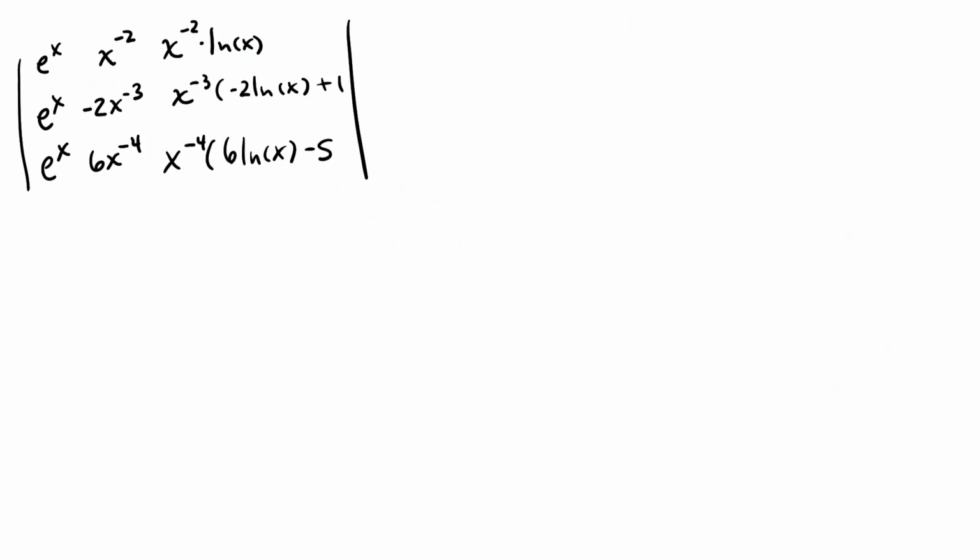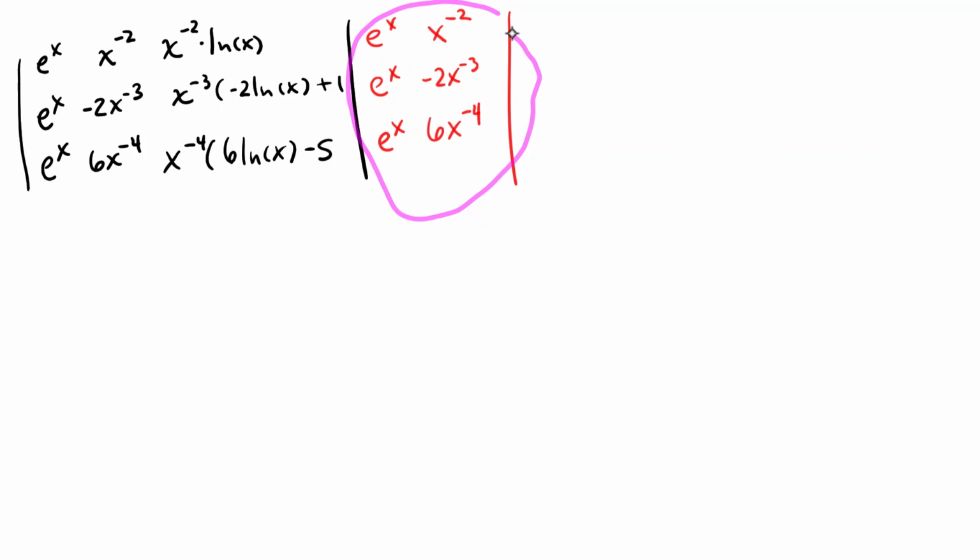to immediately rewrite the first two columns to the right. So we have our e to the x, e to the x, e to the x, our x to the negative 2, x to the negative 3, 6x to the negative 4. Okay, so adding these two columns just helps us keep track of things as we go through the process that I'm about to illustrate. First up, you start in the upper left corner, and you go down the diagonal, and we're going to multiply all of those together.